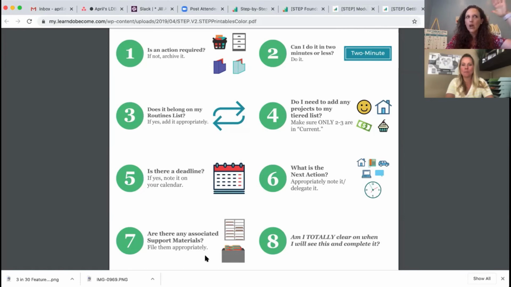But that way my brain rests. I know that I already extracted the tasks out of that. And then I just have the notes available so I can use them as needed.